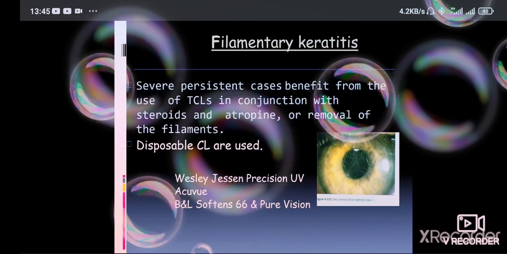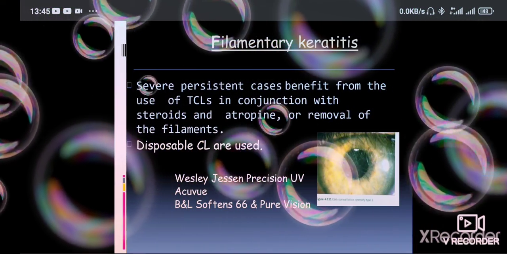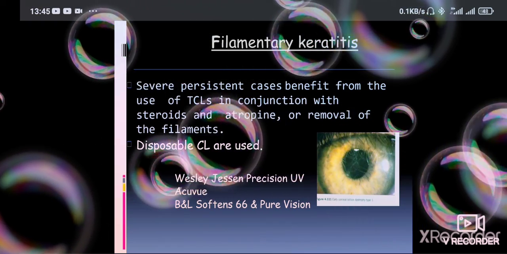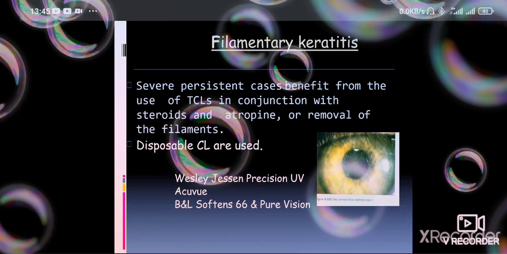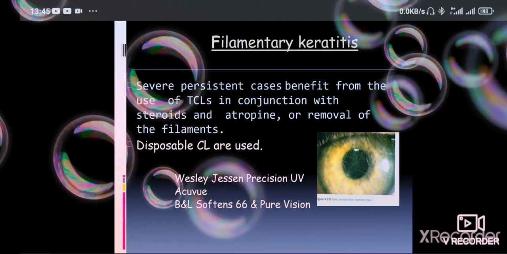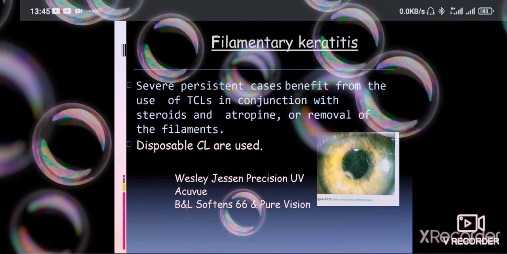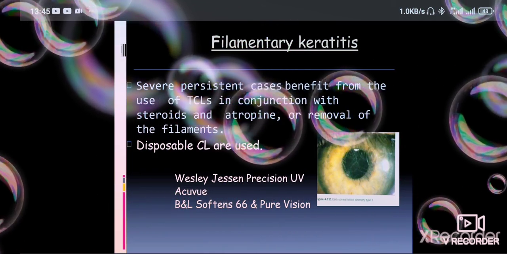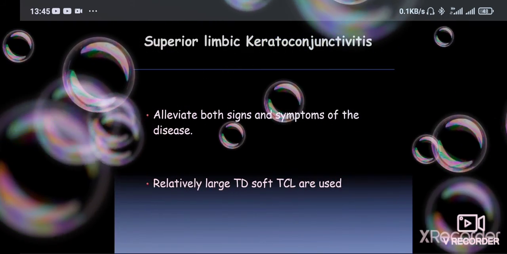Another clinical application is filamentary keratitis. Severe persistent cases benefit from the use of a therapeutic contact lens in conjunction with steroids and atropine, or removal of the filaments. In this, the filaments will occur. Disposable contact lenses are used such as Wesley Jessen, Precision UV and Acuvue, or Boston soft lens 68 and PureVision.